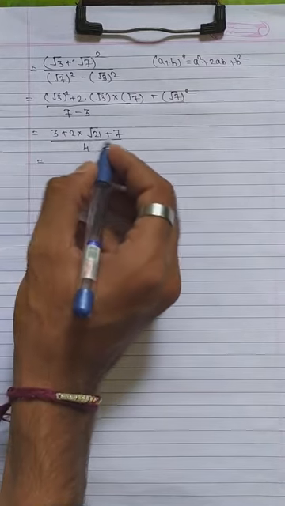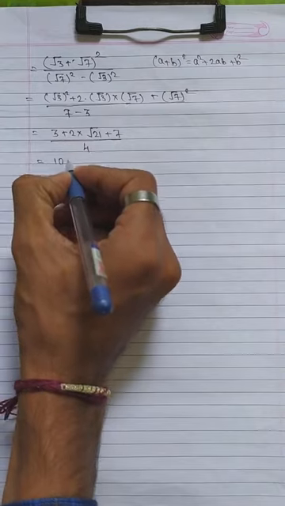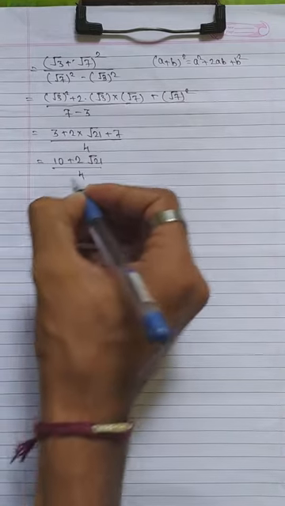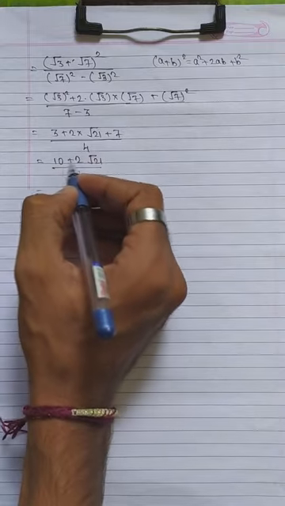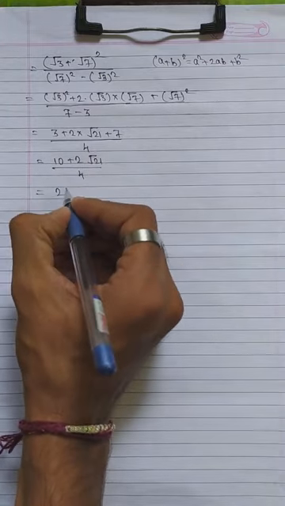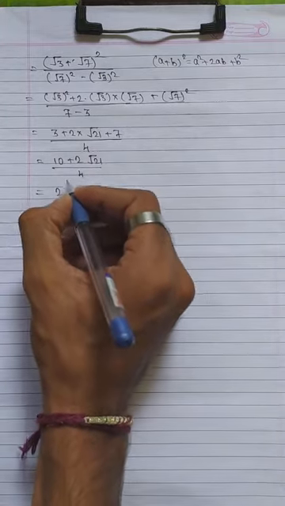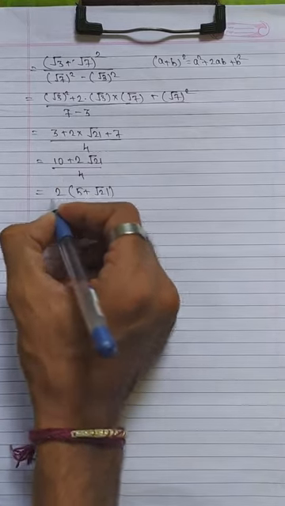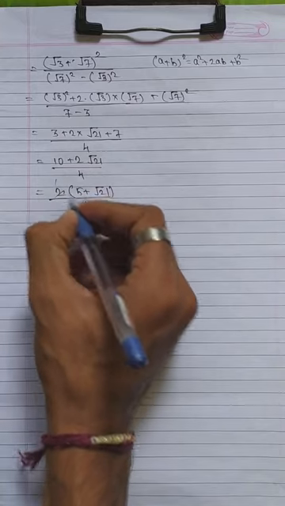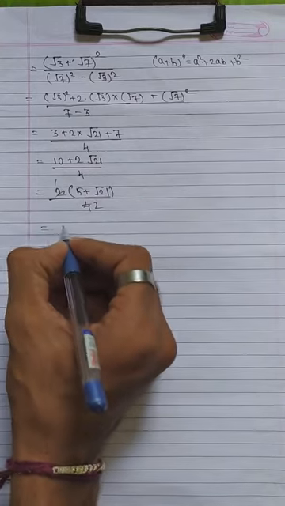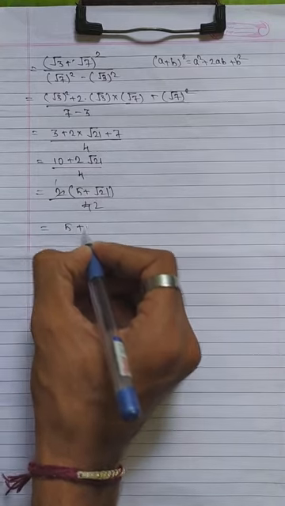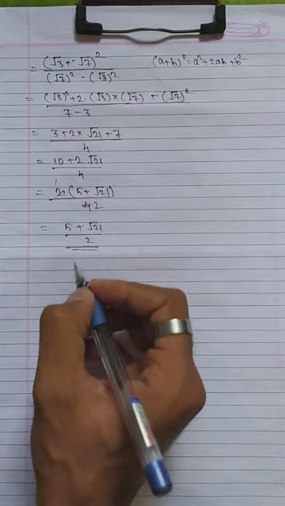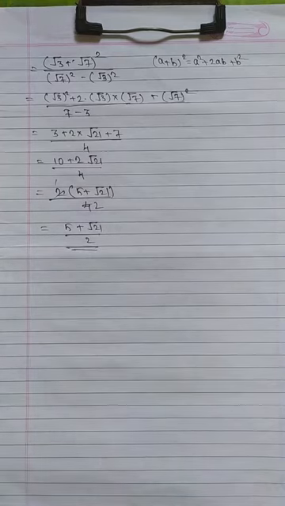So our answer becomes 7 plus 3 is nothing but 10, so 10 plus 2 root 21 upon 4. So from these two terms we take 2 as common. So in the bracket 5 plus root 21 upon 4, and 2 divided by 4 gives 1 over 2. So our answer becomes 5 plus root 21 upon 2. So this is our final answer.